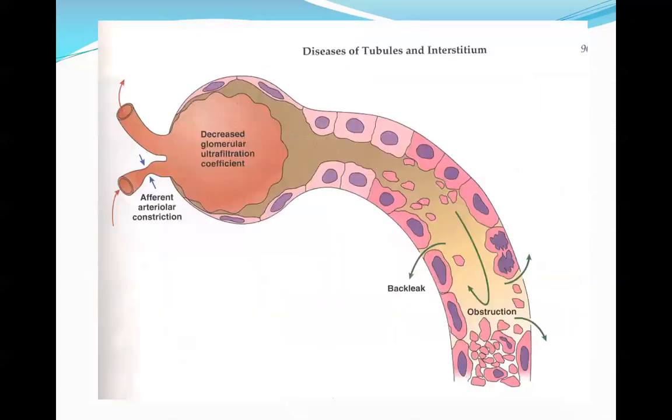So this is a good picture. You can see that this is afferent arteriolar vasoconstriction, which causes a decrease even in the glomerular ultrafiltration coefficient. So there is a decrease in the blood flow of the efferent arteriole. So it is not supplying the tubules properly. So the tubular epithelium becomes damaged.